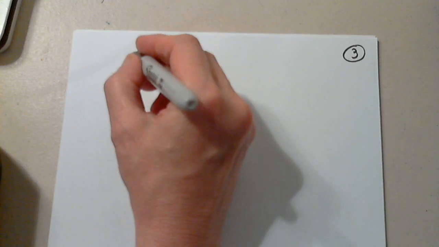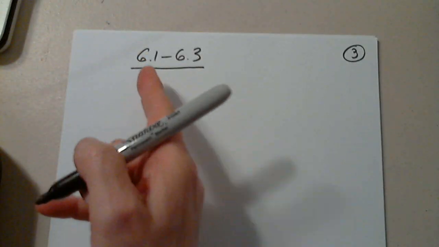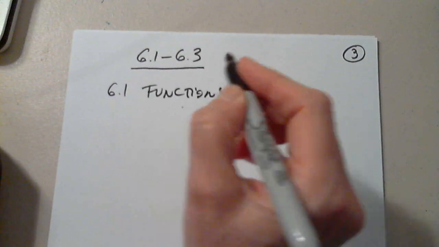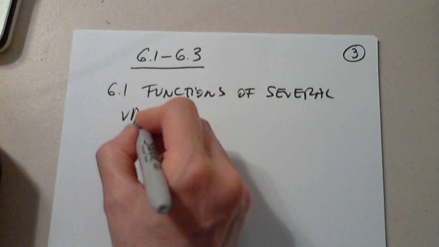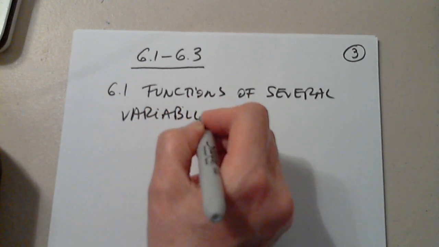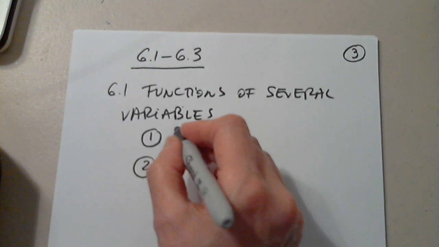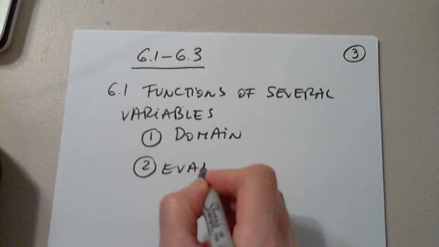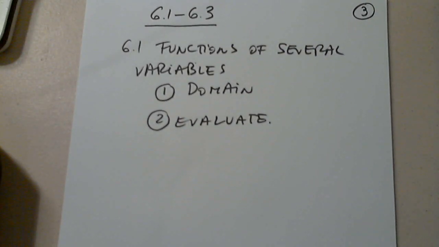Yes. Thank you. Okay, so now we can go back to 6.1 through 6.3. In 6.1, we're going to look at functions of several variables. Only two very, very simple things: domain and how to evaluate. That's all about 6.1. Nothing new.